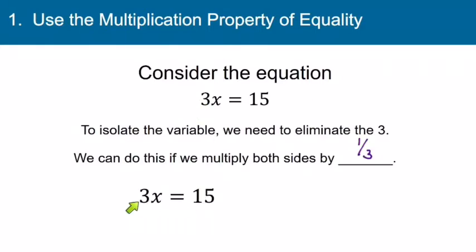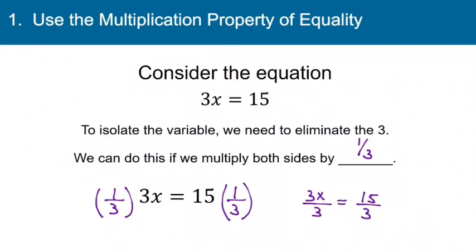So we would have this equation, 3 times x equals 15. We would multiply both sides by 1/3. And then we would say 1 times 3x divided by 3 would be 3x over 3 like this. And 15 times 1 divided by 3 would be 15 divided by 3 like this.